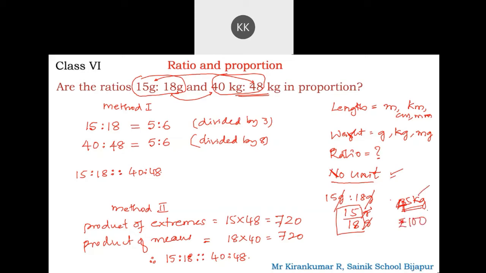Can I compare these two things? No, sir. Why? Because they are not in the same unit. That is why we should not consider this as a ratio. Understood? Yes, sir.